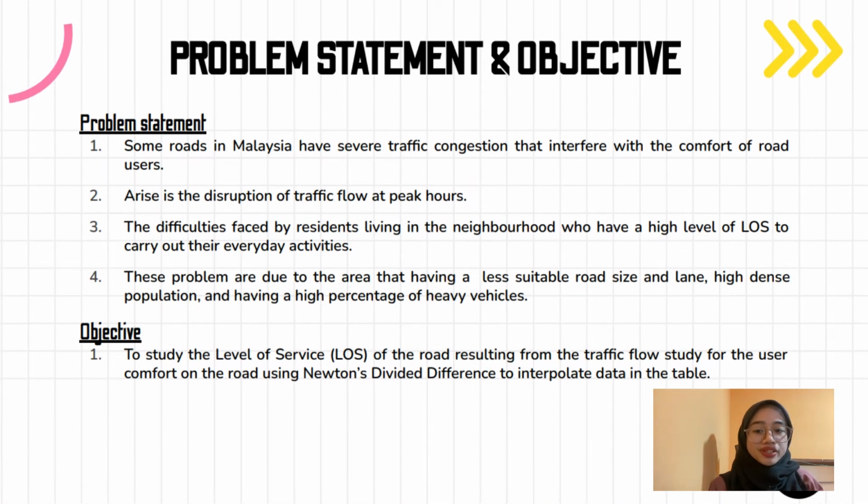Next is the problem statement. Some roads in Malaysia have traffic congestion that interferes with the comfort of road users. What arises is the disruption of the traffic flow during the peak hour. Difficulty will be faced by people living in neighborhoods with a high level of LOS to carry out their daily activities. These problems are due to areas having less suitable road size and number of lanes, high density of population, and a high percentage of heavy vehicles.